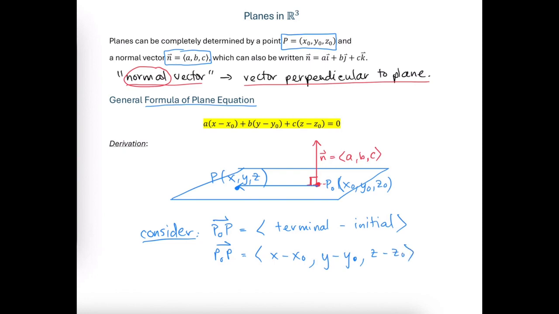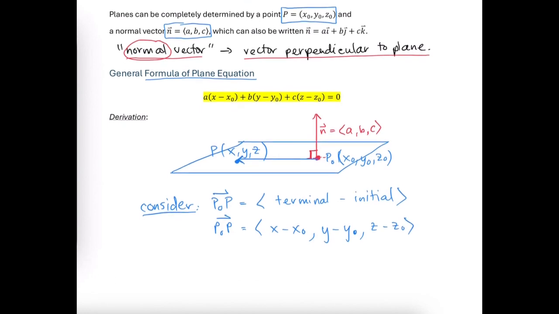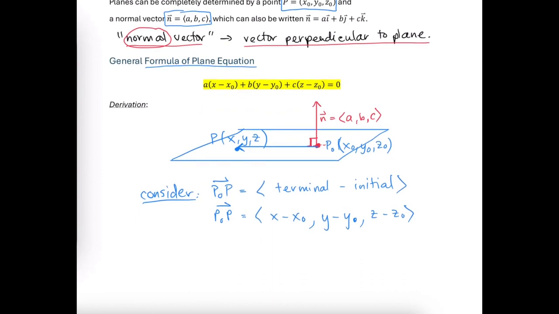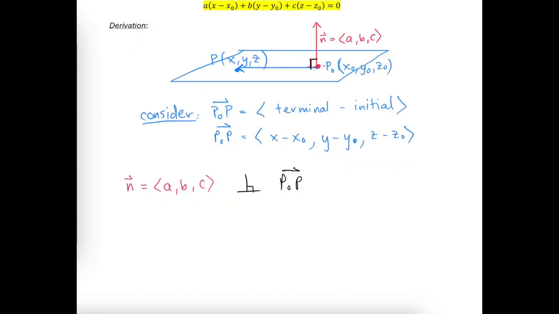And here we have this vector that is contained within the plane. We have been given that vector n is a normal vector, or it's perpendicular to the plane. And if it's perpendicular to the plane, then it has to be perpendicular to any of the vectors in the plane, right? So because this is a normal vector, it has to be perpendicular to the vector in the plane, P naught P. And when we have two vectors that are perpendicular to each other, we know from a previous section that this would imply their dot product would have to be 0.